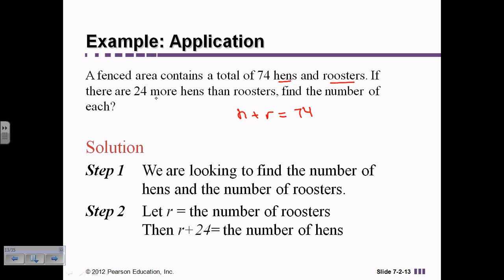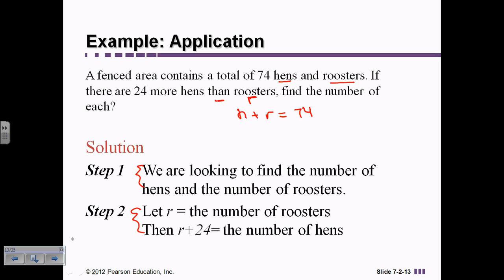There are 24 more hens than roosters. So here's a keyword then. So that means roosters has to be the unknown variable. So you can call it R or you can call it X. And the number of hens is based off of that. There are 24 more hens than roosters. So that's what we're talking about here. Step 1, we're trying to figure out how many hens and roosters there are in the yard. R is going to represent the number of roosters, and R plus 24 is going to represent the number of hens.